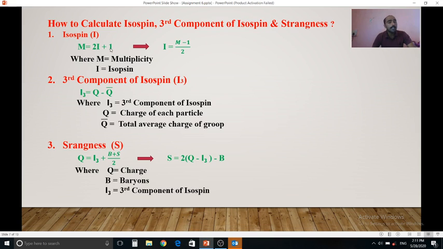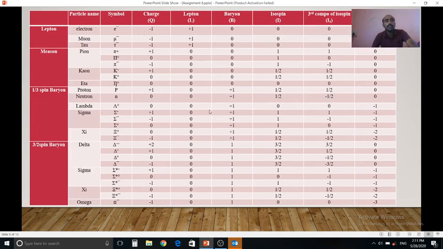Here, using the multiplicity formula, we calculate the isospin. I3 is equal to Q minus Q bar. We calculate the third component of isospin and strangeness of each and every elementary particle. Then, using those formulas, in this table we calculate here the charge of each particle, lepton number, baryon number, isospin, third component of isospin, and strangeness.